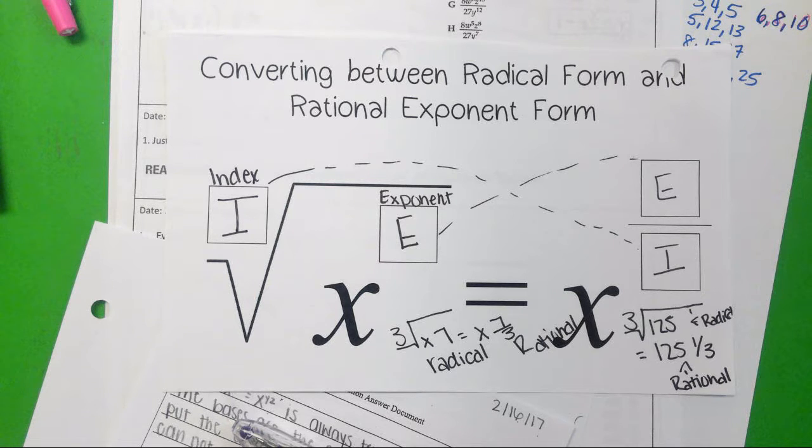For instance, I did on the board 64 to the 1/2. I would move the top number under there. That is my index. You know we normally don't write an understood 2 index. I'm not going to write an understood 1 exponent. It is actually the square root of 64, which is 8. We talked about this with this handout.